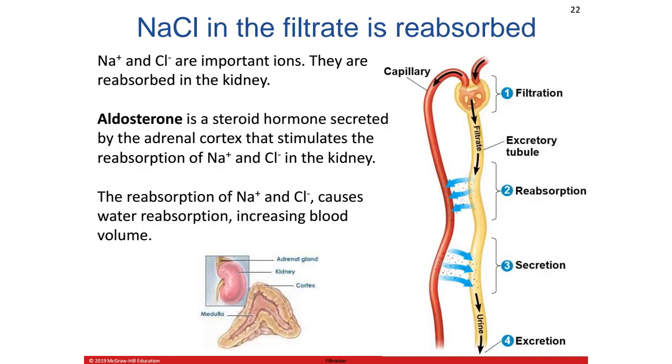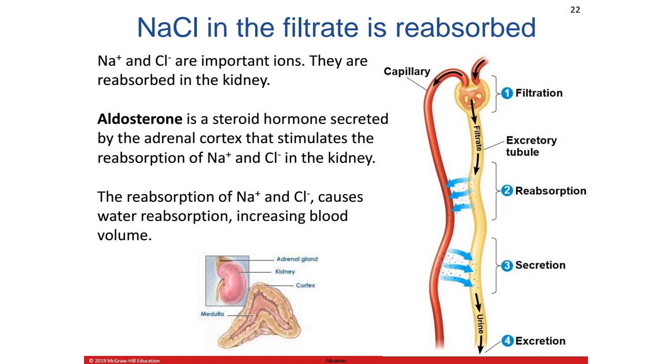Recall that atrial natriuretic peptide, or ANP, causes the excretion of sodium and chloride in the kidney. So water osmotically follows the sodium and chloride. This means that ANP also causes an increase in urine volume, and this increase in urine volume causes a decrease in blood volume. Therefore, ANP decreases blood pressure. Now, a hormone that has the opposite effect is aldosterone. This is a steroid hormone secreted by the adrenal cortex, which you can see here. The cortex is the outer layer of the adrenal gland. The adrenal glands sit on top of the kidneys.